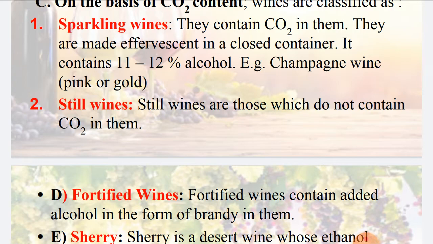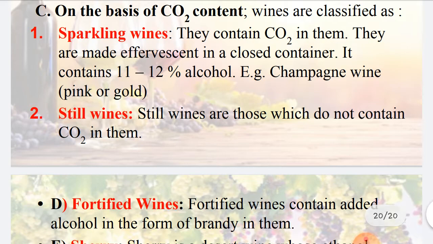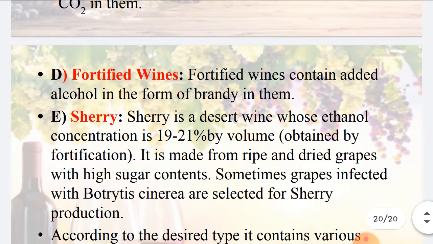Then the next is still wines. Still wines are those which do not contain carbon dioxide in them. Sparkling wines contain CO2 and are made effervescent by adding CO2. Still wines are those which do not contain CO2.